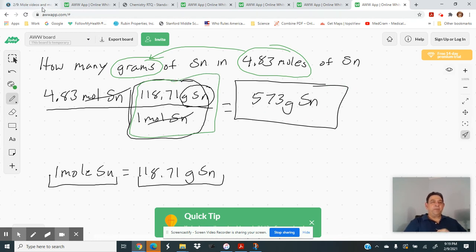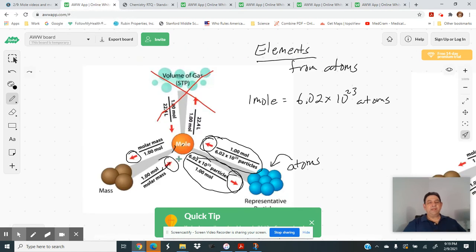Now, some of your problems will be what we call two-step problems. All a two-step problem is, I'm giving you how many atoms you've got, how many grams is that going to be? Or I'm giving you how many grams, how many atoms are you going to get? All it is is taking the one step from grams to moles, then the next step from moles to atoms. Actually, let's go ahead and do one. This is, like I said, counting by weighing.